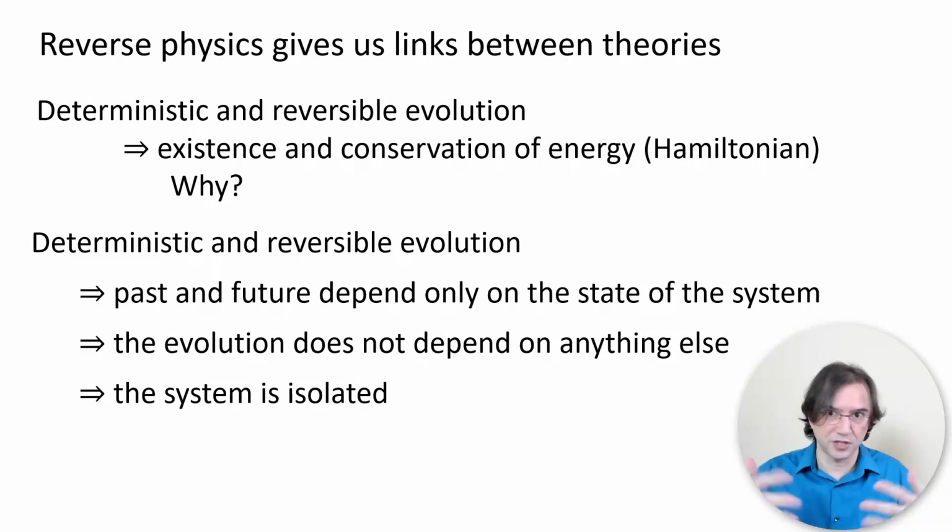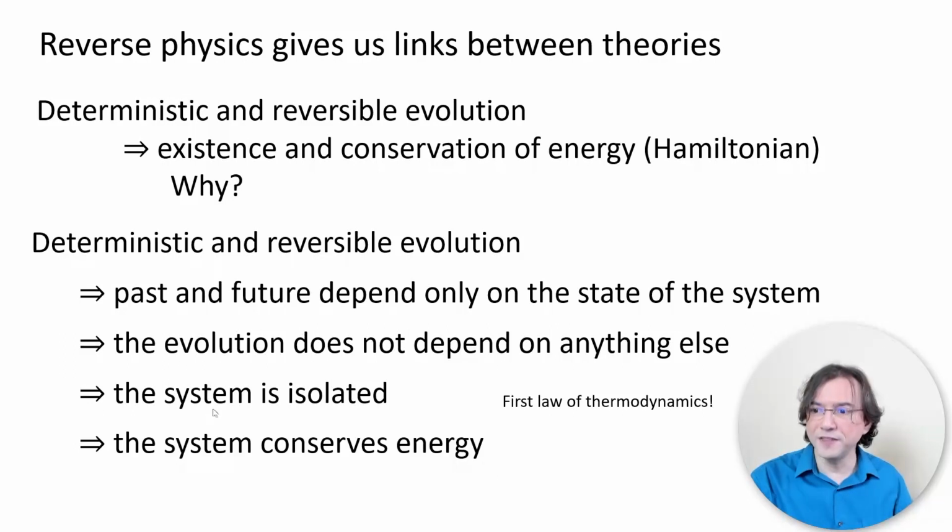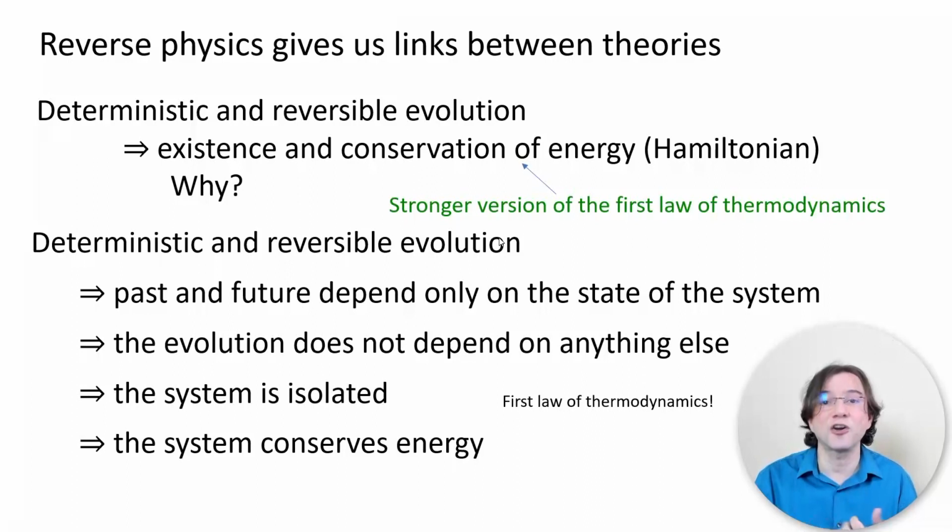But this means that the system is isolated. Its evolution does not depend on what's outside, on the environment. Well, in this case, the first law of thermodynamics tells us that the system conserves energy. And so we basically have recovered that deterministic and reversible evolution implies conservation of energy. This essentially is just a stronger version of the first law of thermodynamics. So things are not as disconnected as one may think.